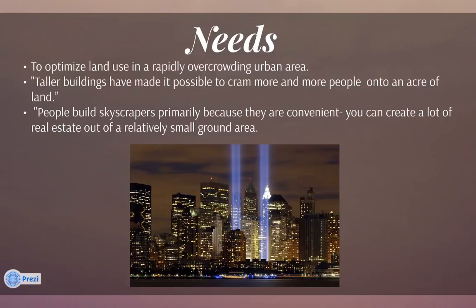The author is saying that if you want to populate a limited area in the most efficient way, you have to build upwards, and this corresponds to the paragraph thesis very well. Tom Harris is using the word primarily when he says why people build skyscrapers, and this indicates that it is the most important reason, so that is providing the word mainly in the paragraph thesis. Skyscrapers have become part of modern cities in order to satisfy mainly the need to optimize land use in a rapidly overcrowding urban area.